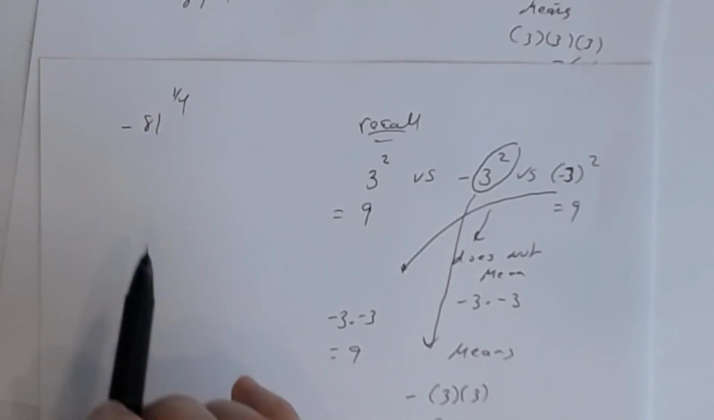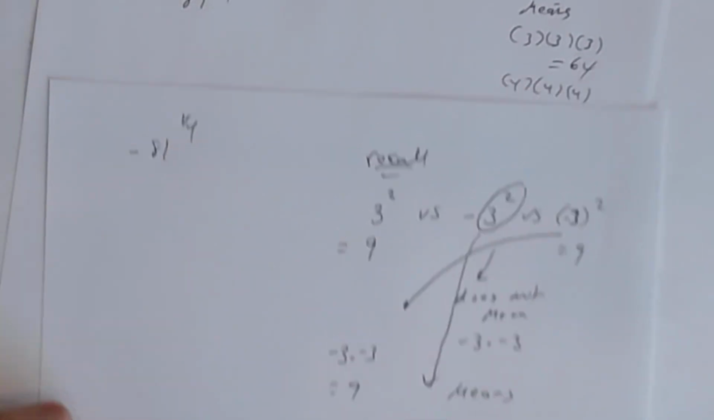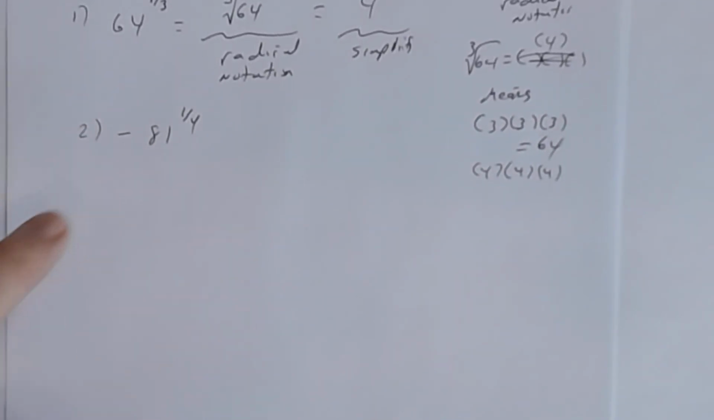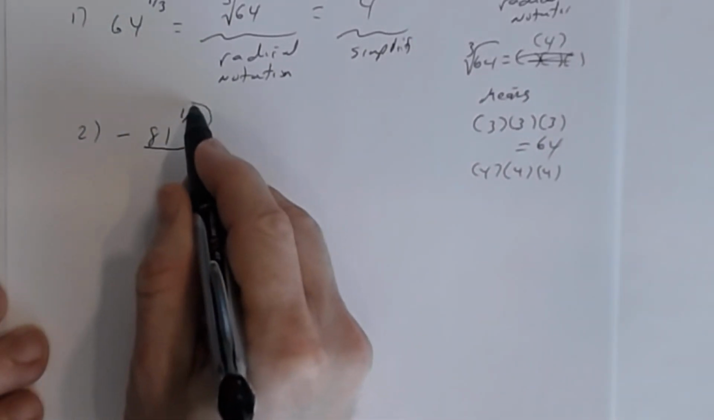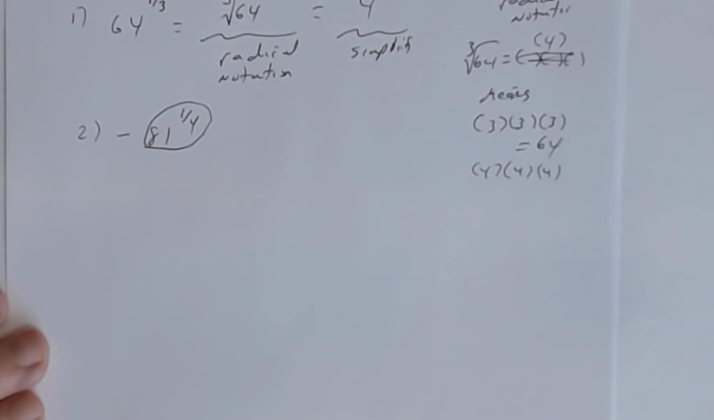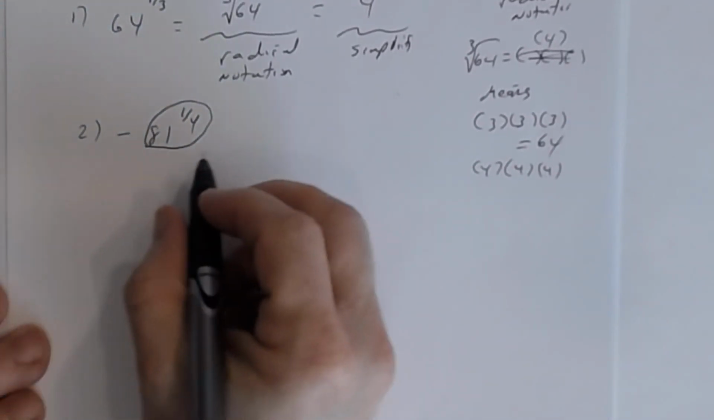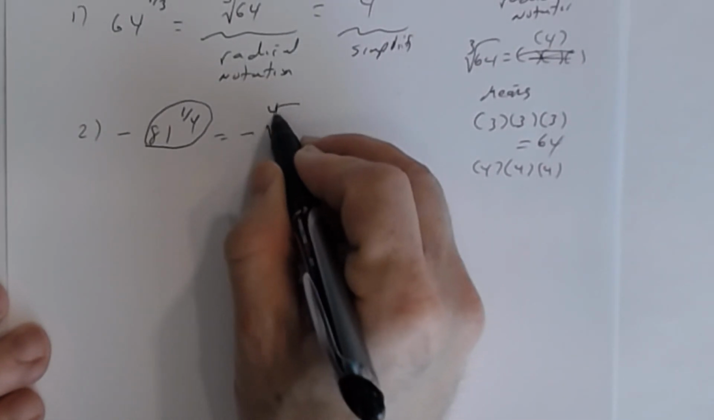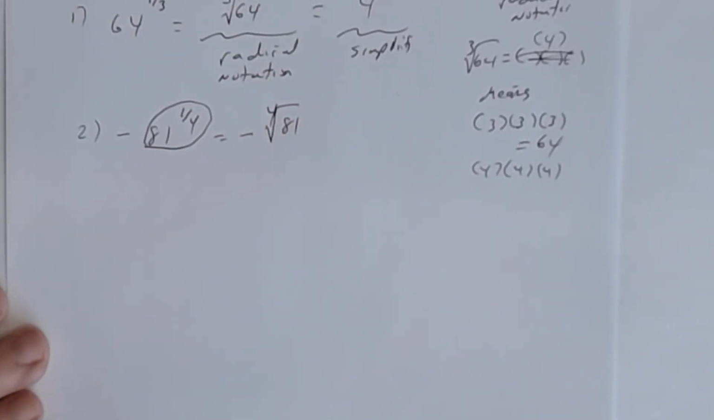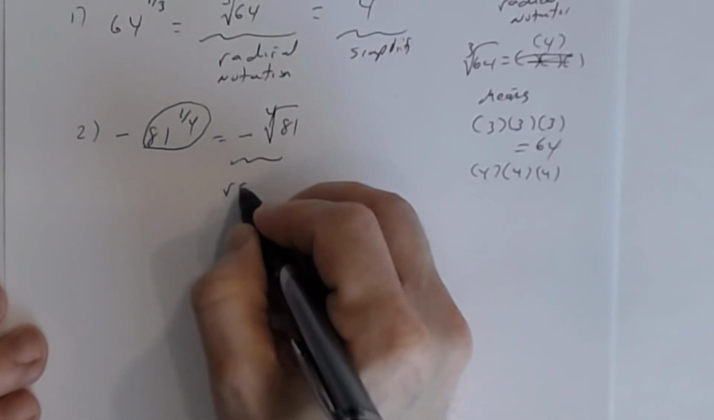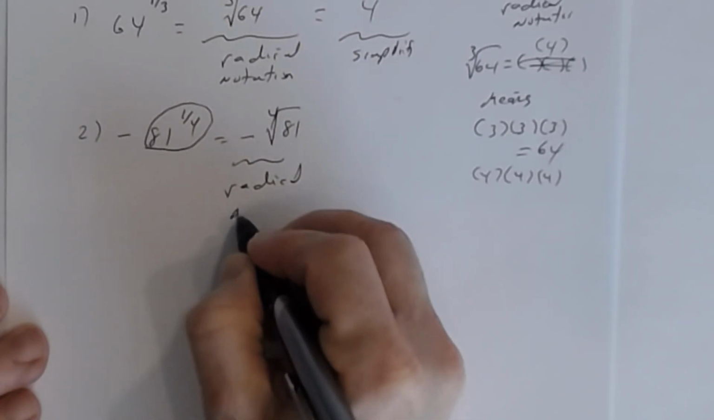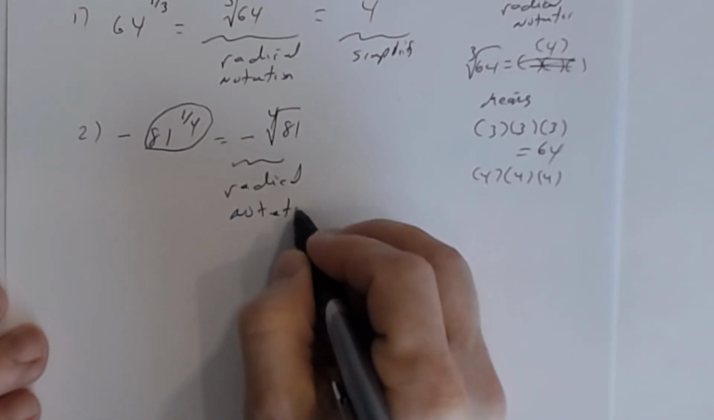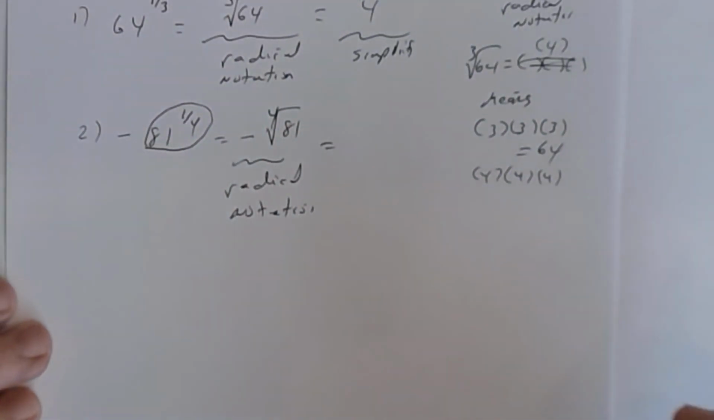So that takes us to this. There's no parentheses here. So what's being raised to the 1/4 power is 81 only. Okay? So in radical notation, you're going to say negative 4th root of 81. So that's radical notation. And now we go to simplify.